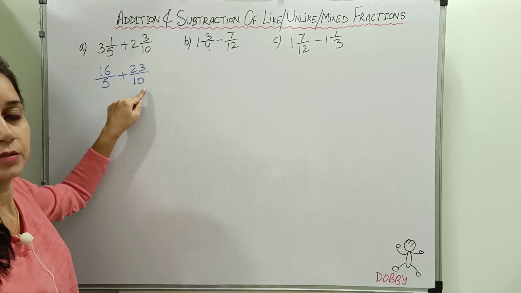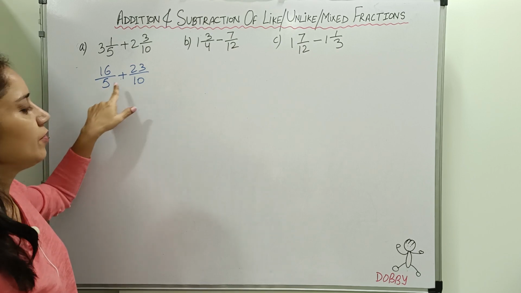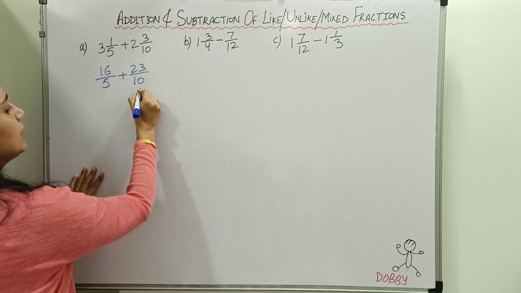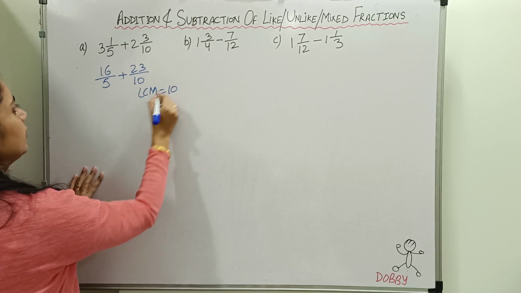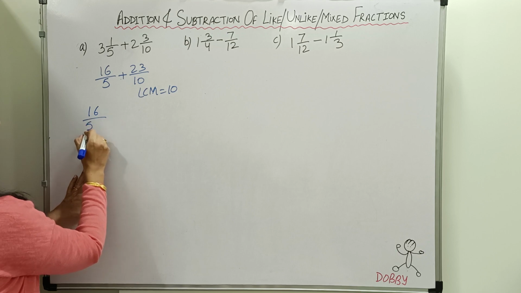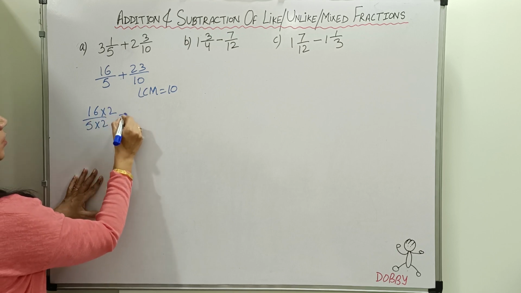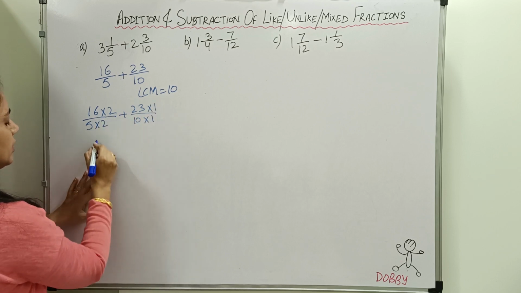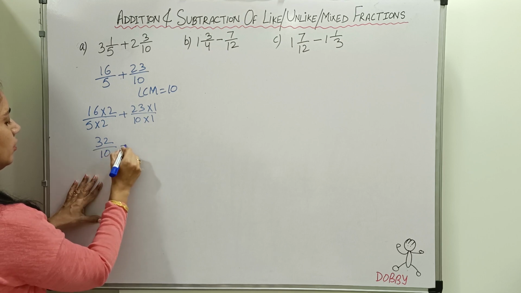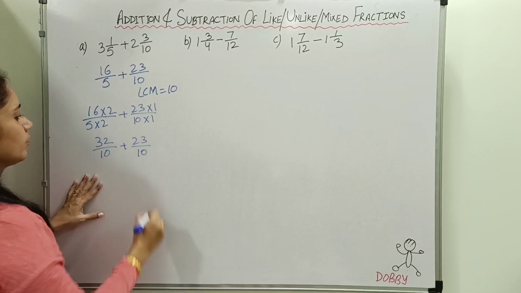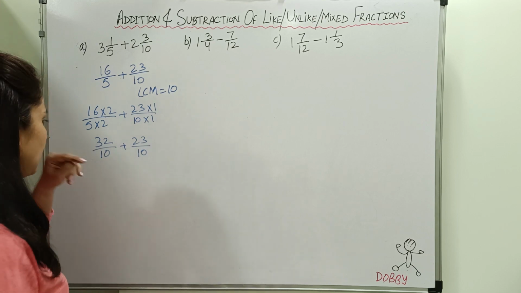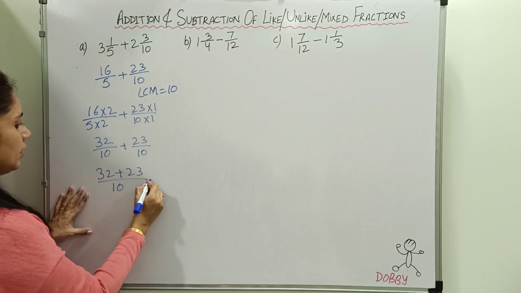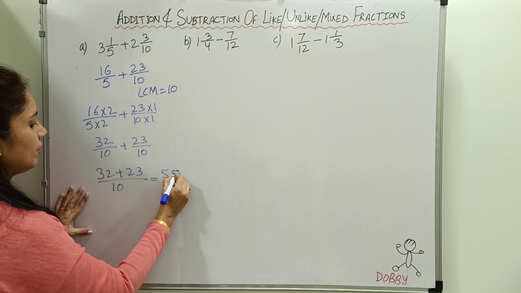Now check out the denominators. We have to make them like, 5 and 10. Can 5 be turned as 10? 5 2s are 10. Yes, that means LCM is 10. So let us change 16 upon 5 multiplied by 2 plus 23 upon 10 multiplied by 1. 16 2s are 32 upon 10 plus 23 upon 10. 32 plus 23, what will come? Add them. 32 plus 23 upon 10 gives us 55 upon 10.